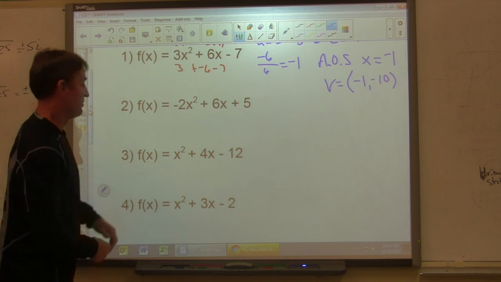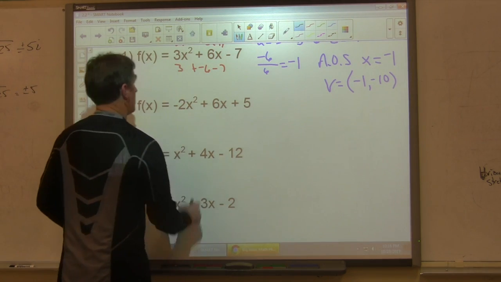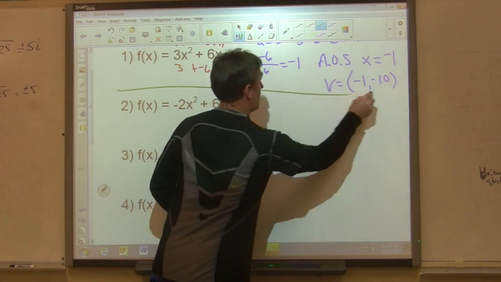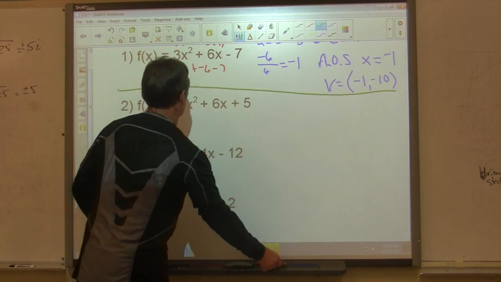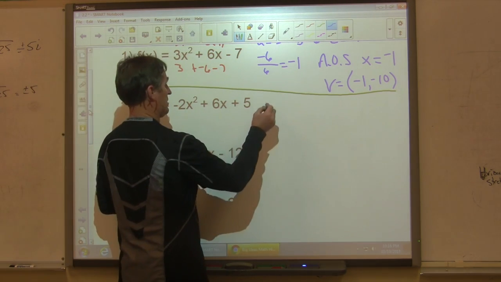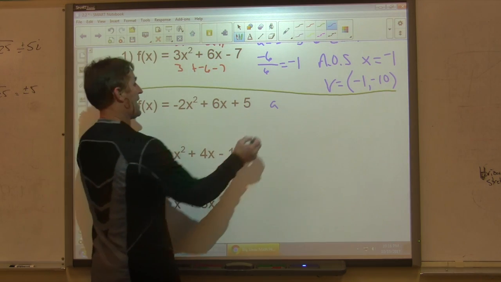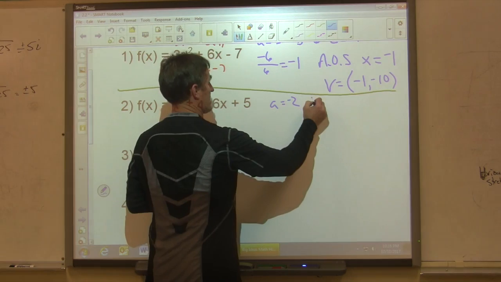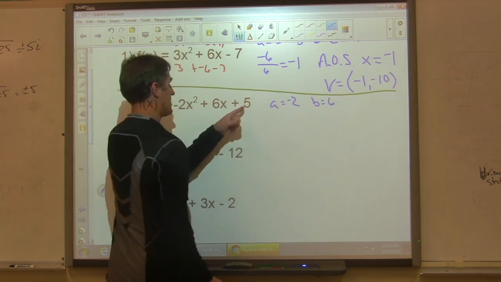So on number 2, again, the first thing we're going to do is determine what a, b, and c are. So a in this case is negative 2, b is 6, and c is 5.